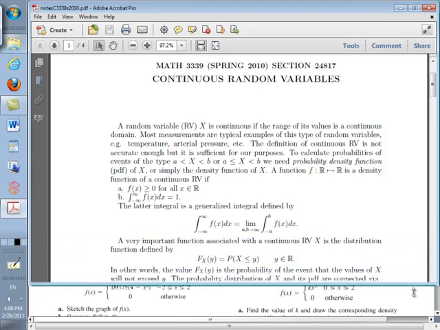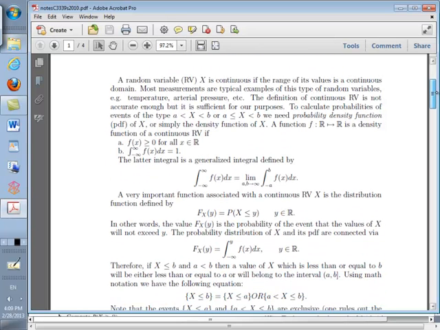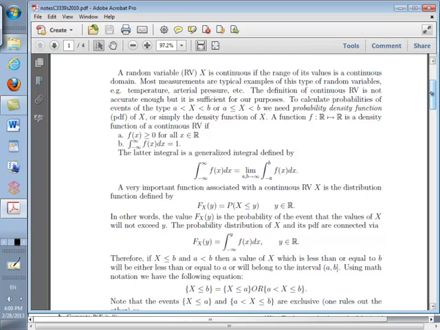Of today's lecture, and we will use these notes as our guide.